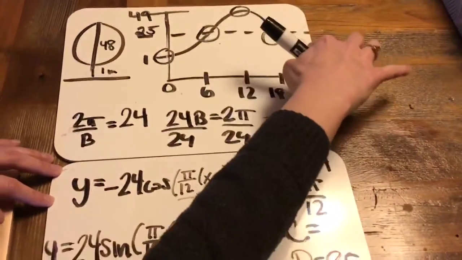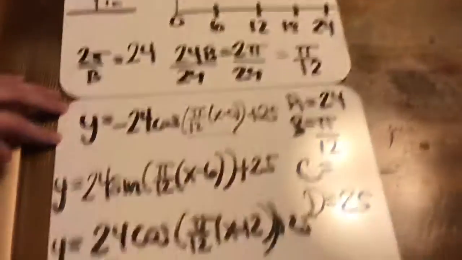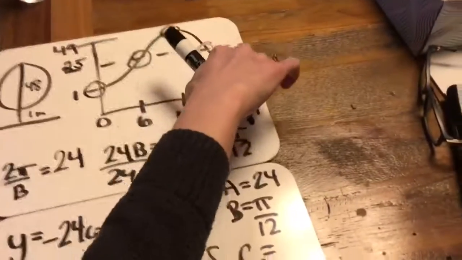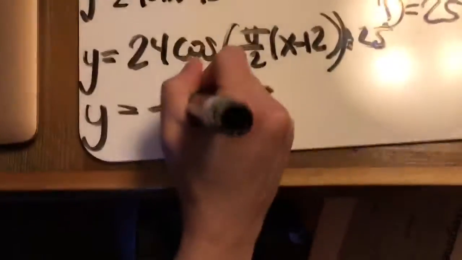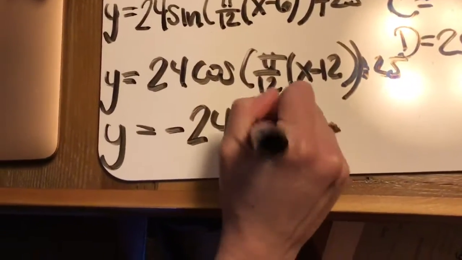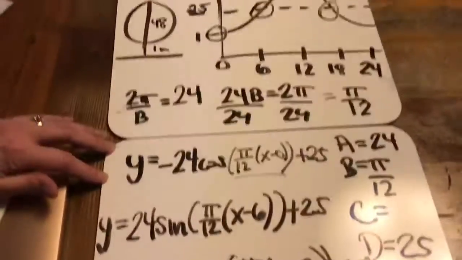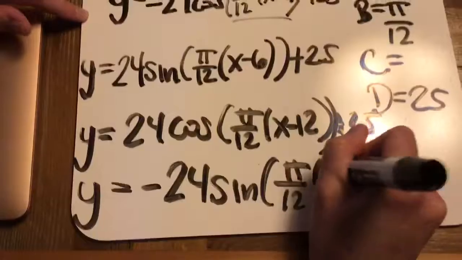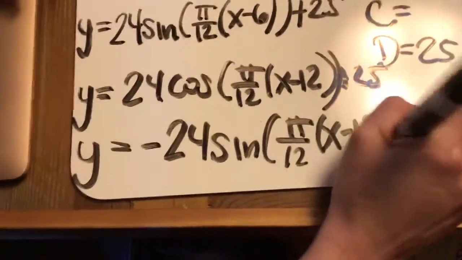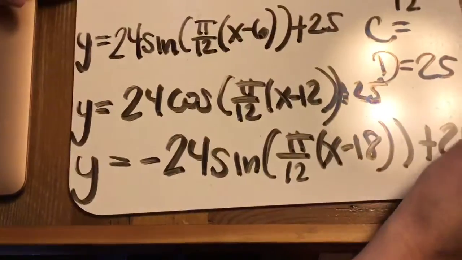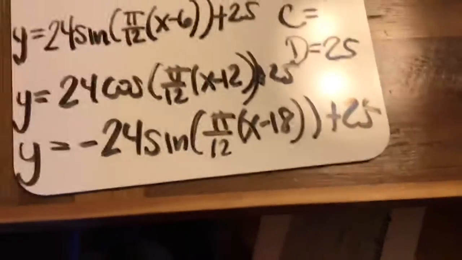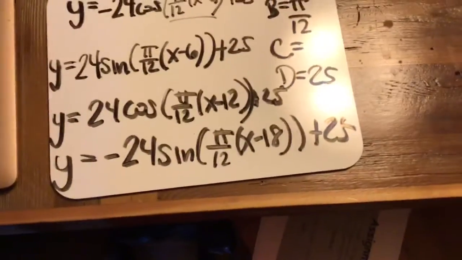And lastly, I'm going to go ahead and use this one. You could even go ahead and use this one over here, but we'll stop at that. Y equals, that's an intercept, which means it's sine, and the next point would be a minimum, so it's a negative sine. Okay, pi over 12 x minus 18, plus my 25. So those are 4 different equations that you possibly could use for this one.